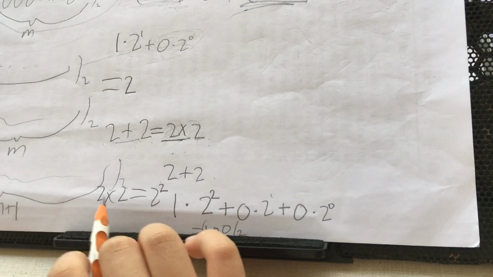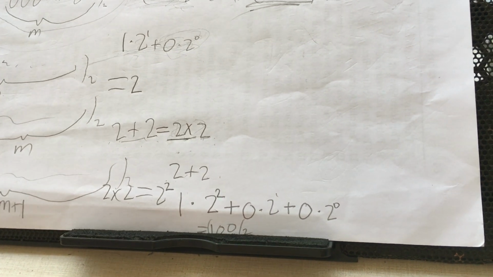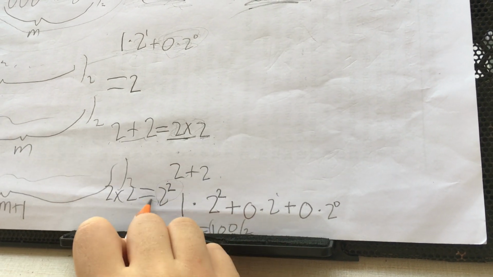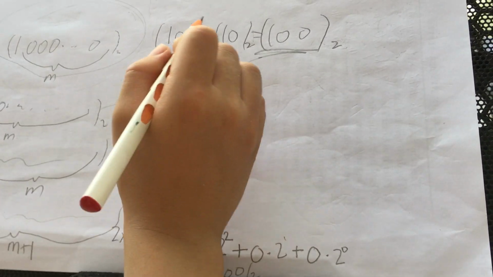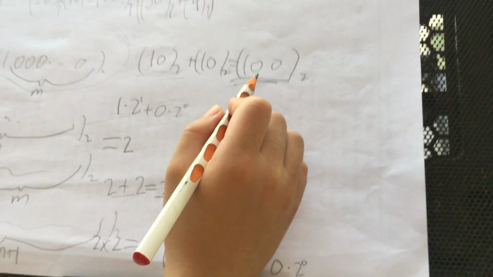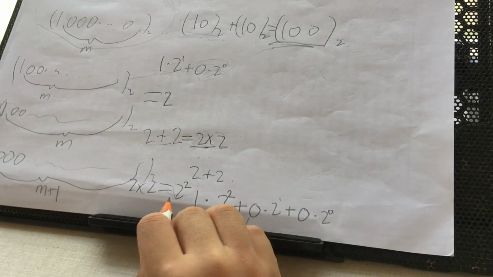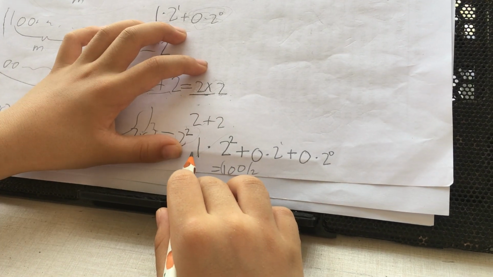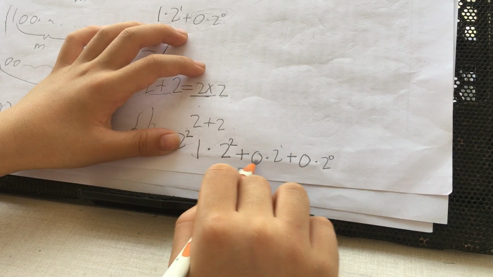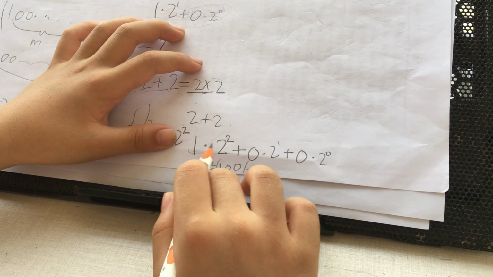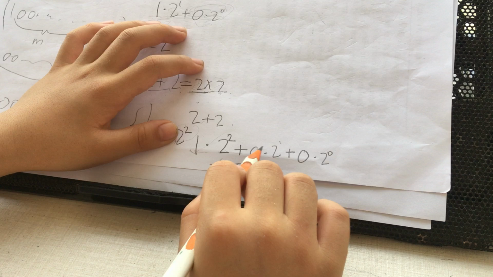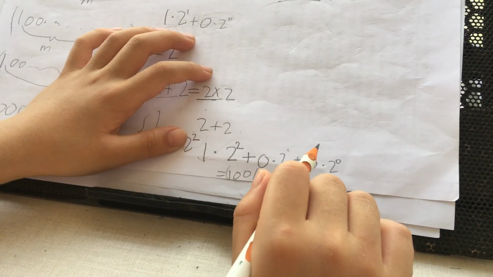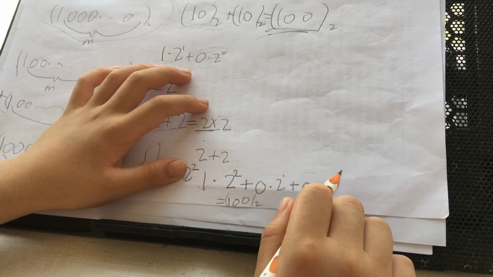So, put it back into the binary expansion. We put it in order, into a sequence. In expanded form, it is 1 times 2 to the 2nd power plus 0 times 2 to the 1st power plus 0 times 2 to the 0th power.